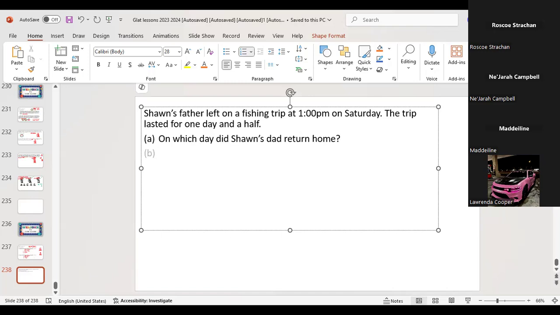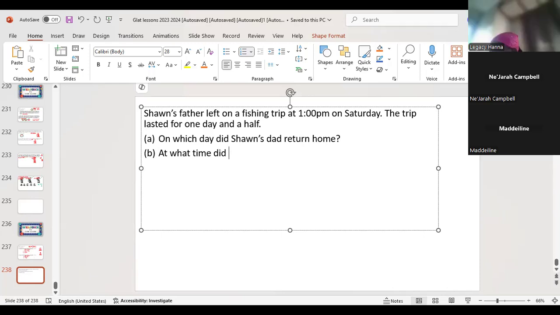At what time did Sean's dad return home? Write this down quickly. Roscoe, write this down quickly. What time did Sean's dad return home?